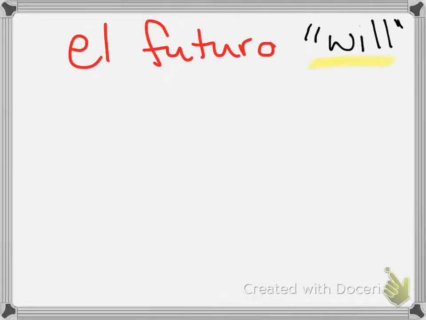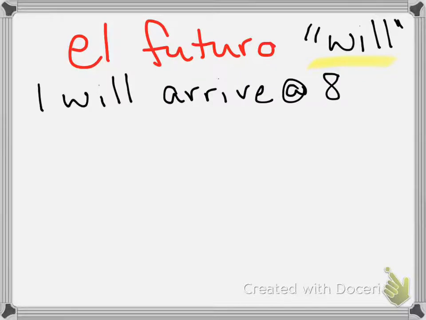So for example, if I am going to say, I will arrive at 8, okay? How are we going to say this? Well, we know will does not exist in Spanish, but we know arrive does. And when I look at this, the more important of these two is arrive, right? So how are we going to say it?